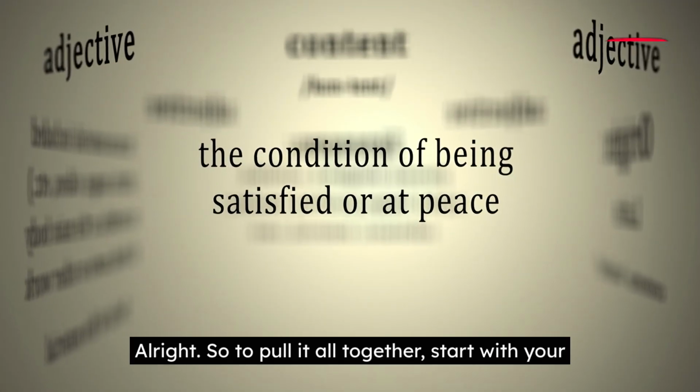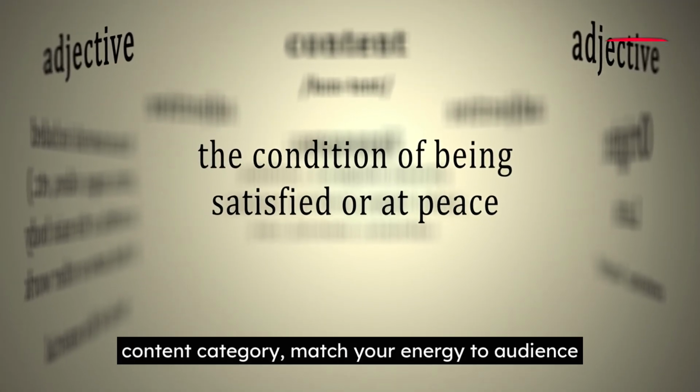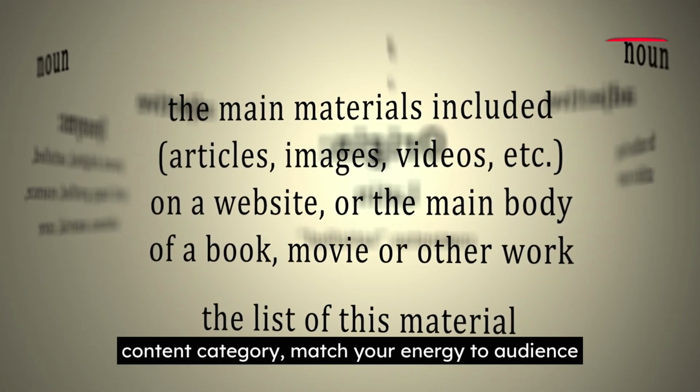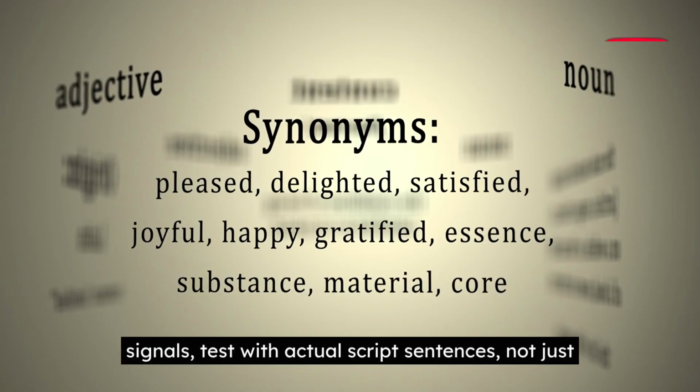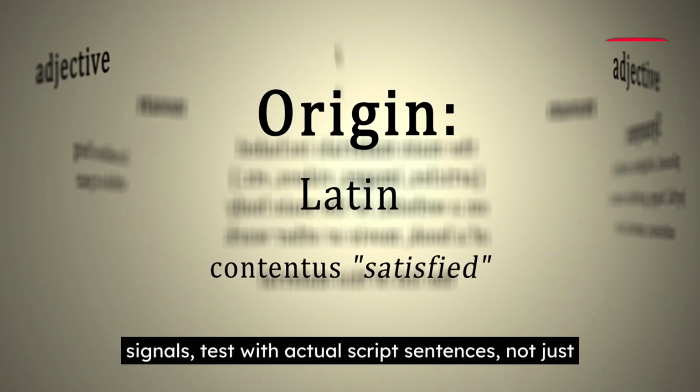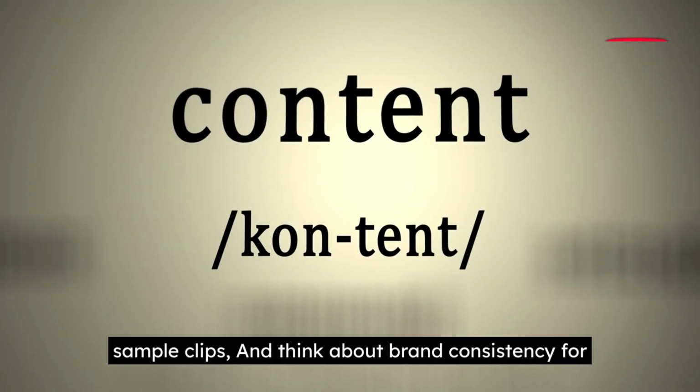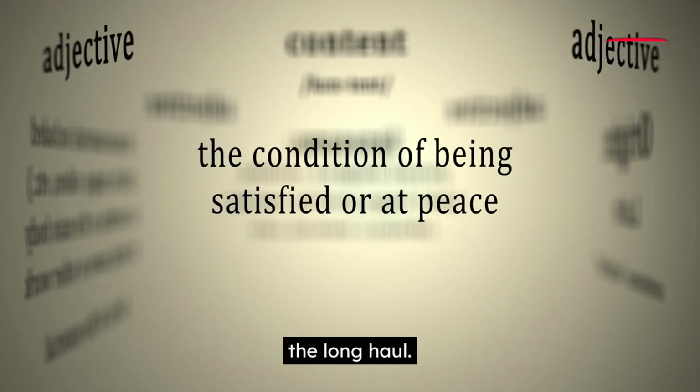All right, so to pull it all together, start with your content category, match your energy to audience expectation, use the style descriptors as real signals. Test with actual script sentences, not just sample clips, and think about brand consistency for the long haul.